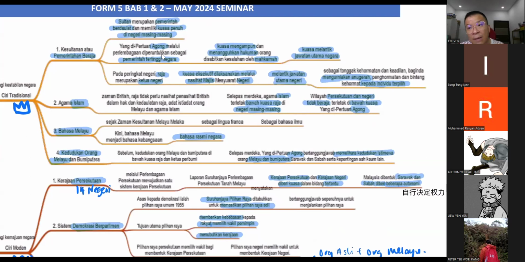But Agong can be fired by the King's Council. The 9 Malay king can fire Agong. Majlis Raja is the most powerful, not Agong. Agong is just a symbolic. So Agong is the pemerintah tertinggi negara. So I have the power to forgive. Ampun means forgive.